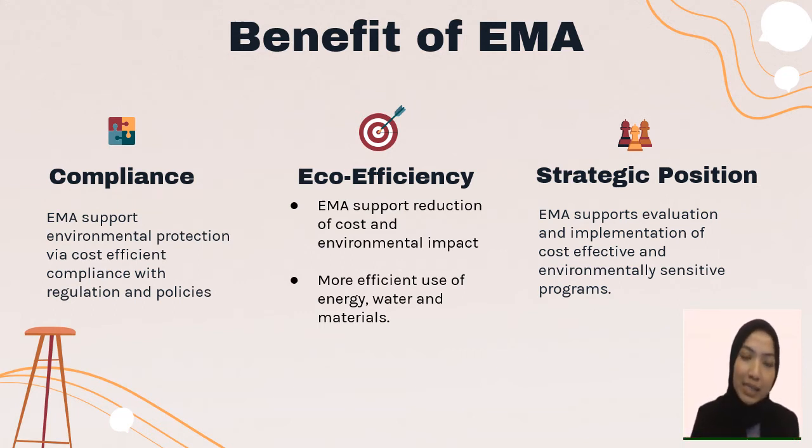The second benefit is eco-efficiency. EMA supports the simultaneous reduction of costs and environmental impact via more efficient use of energy, water, and materials in internal operations and final products. For example, by more accurately tracking the flow of energy, water, materials, and waste, or by planning and implementing energy, water, and materials efficiency projects, or other activities such as assessing the total annual return on investment in eco-efficiency activities.